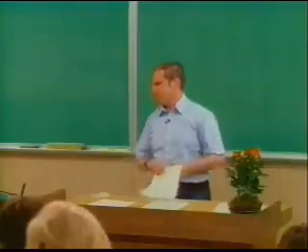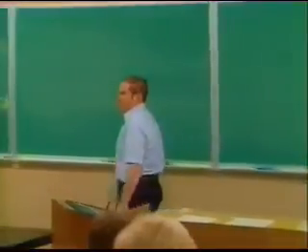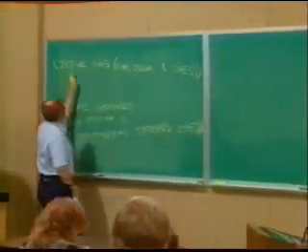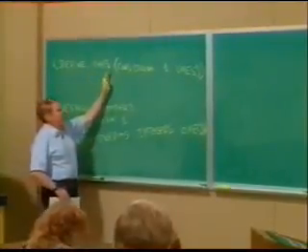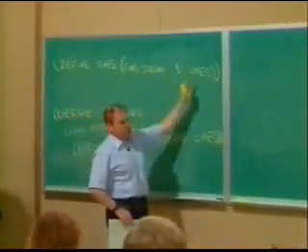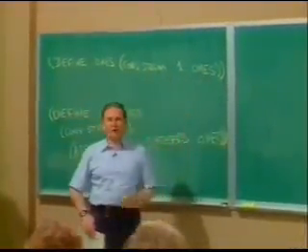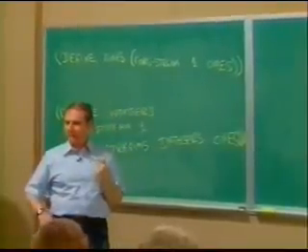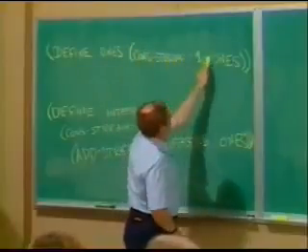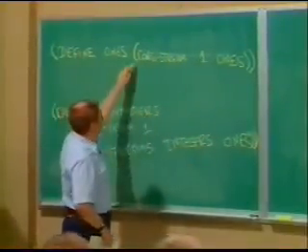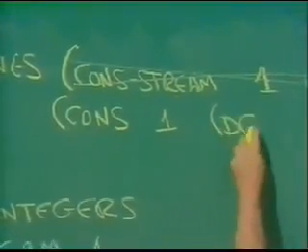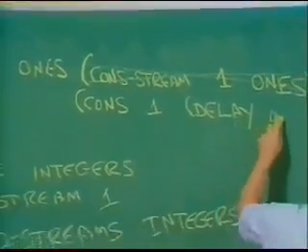That looks pretty suspicious. Notice that it works because of delay. Let's take a look at ones. This looks like it couldn't ever even be processed, because it's saying, in order to know what ones is, I say it's cons-stream of something onto ones. The reason that works is because of that very sneaky hidden delay in there. Because what this really is, remember, cons-stream is just an abbreviation. This really is cons of 1 onto delay of ones.